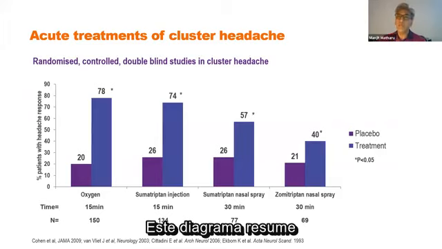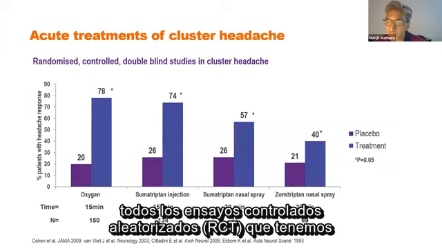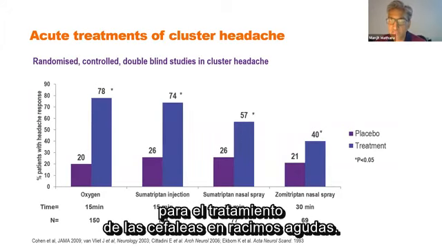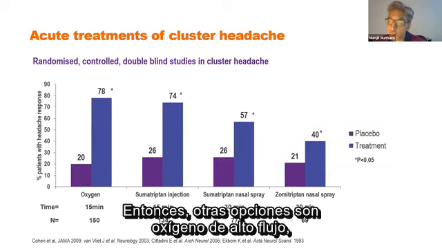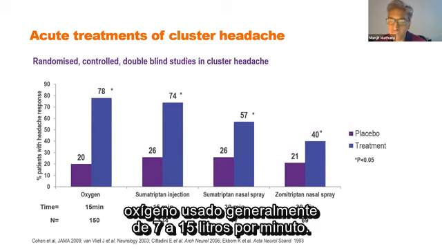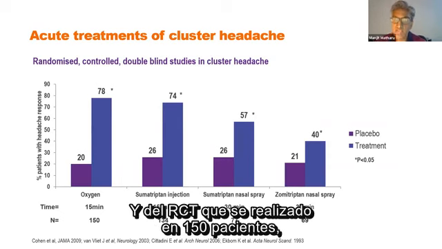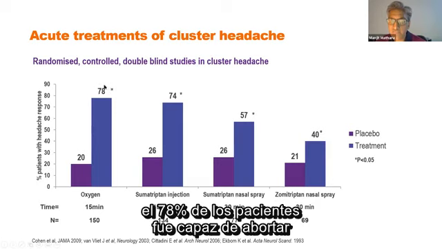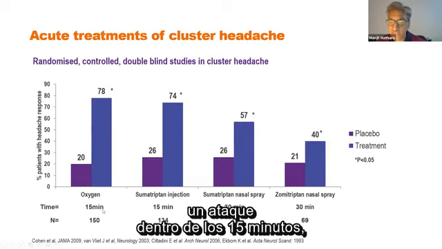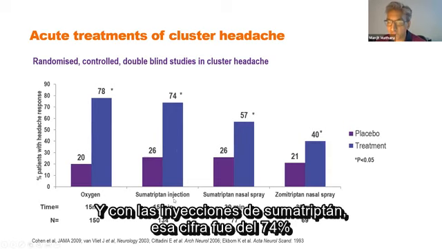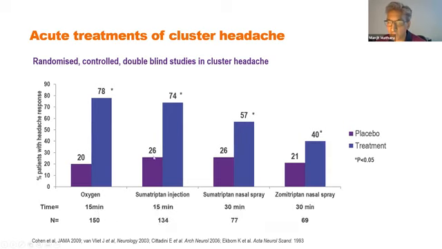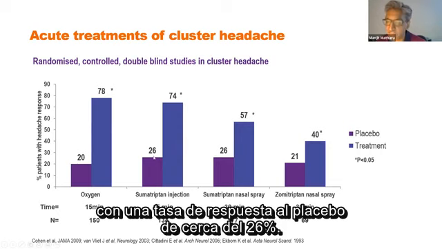This diagram summarizes all the available RCTs that we have in the management of acute cluster headache. So our options are high flow oxygen, often used at 7 to 15 liters per minute. In the RCT that was done in 150 patients, 78% of the patients were able to abort an attack within 15 minutes compared to just 20% in the placebo group. And with sumatriptan injections, that figure was 74% with a placebo response rate of about 26%.